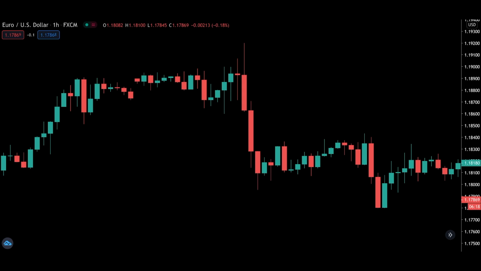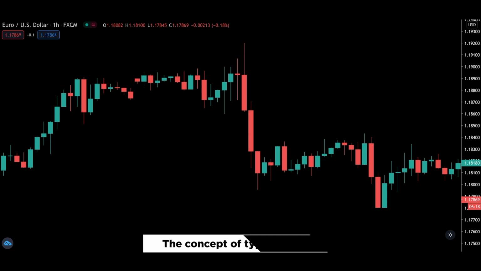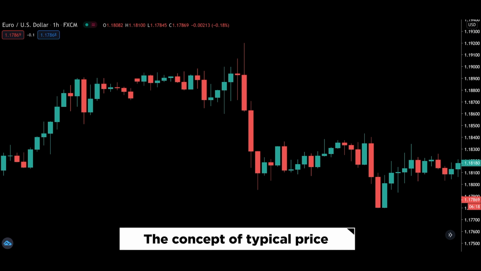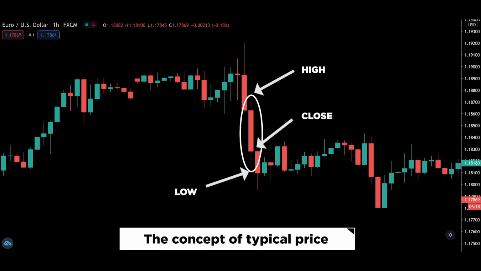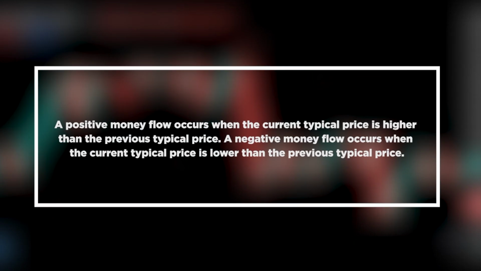To understand how money flow values are calculated, I must first explain the concept of typical price. It is calculated by adding the high, low, and close of a candlestick and dividing it by 3. A positive money flow occurs when the current typical price is higher than the previous typical price. A negative money flow occurs when the current typical price is lower than the previous typical price.